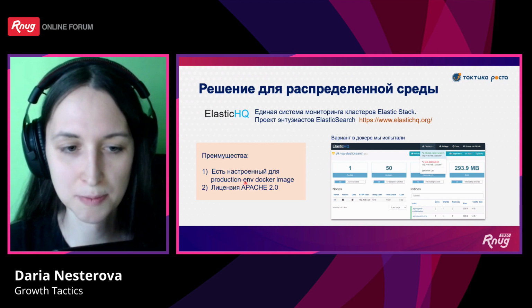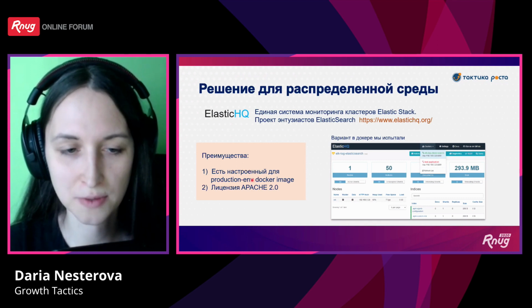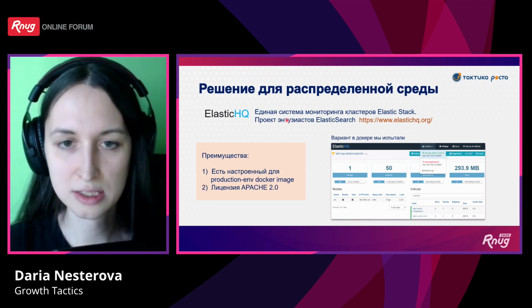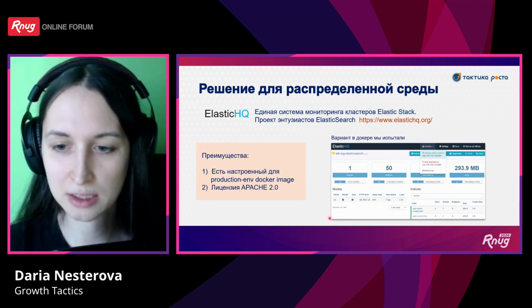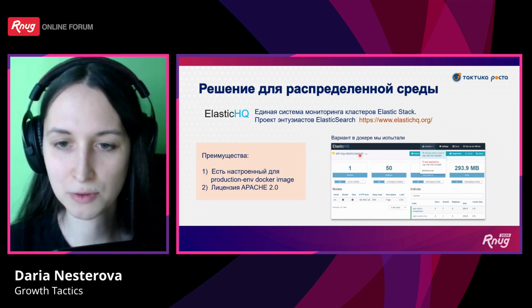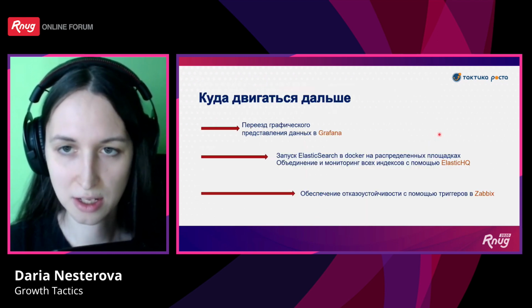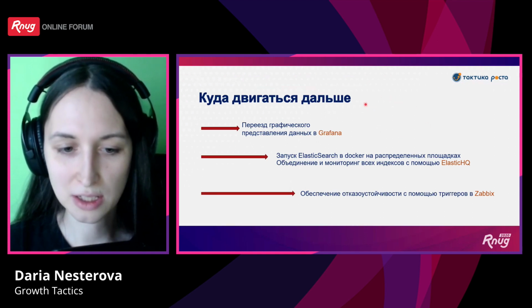And we have found this solution, we have tested it. The Apache 2.0 license gives you this. This solution is ElasticHQ. It's a project of Elasticsearch enthusiasts. And this system allows you to monitor all Elastic clusters available to you. I think that it is very, very convenient. We have tested it and we agree it is very convenient.